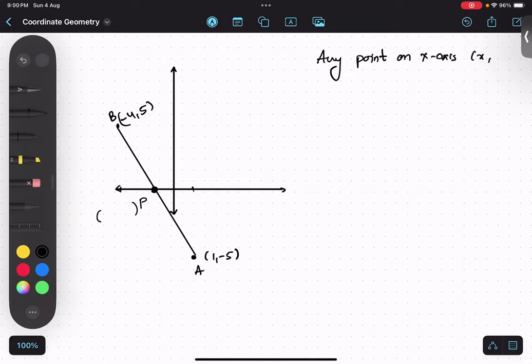Any point on x-axis is x, 0. Similarly for y-axis, it is 0, y.